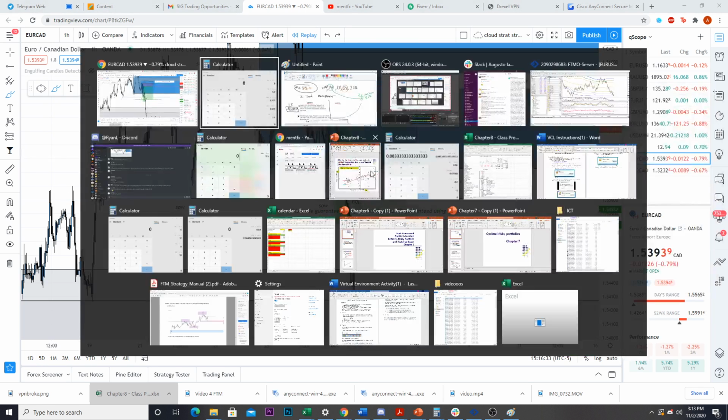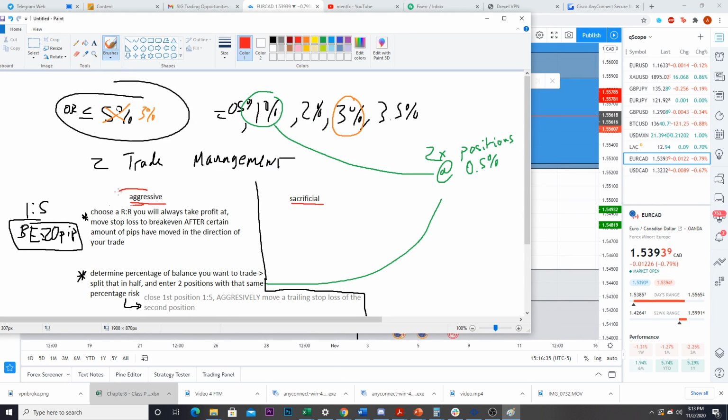So that's one of your, spelled right this time. This is your two aggressive ways of making your trade. And one is, of course, choosing that RR, breaking even after a certain amount. And the other one is taking half-half and just entering it like this, right? With half being taken off at a certain point and half being taken off at another.